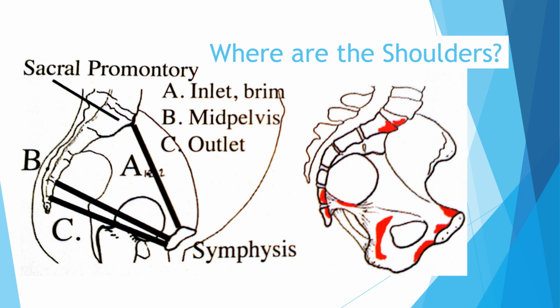Where are the shoulders? So sacral promontory, prominent, and it's helpful for you to know because each maneuver is going to be different. Where's the shoulder stuck? Is it stuck high in the pelvis? Is it stuck on that outlet brim? Is it stuck in the mid pelvis? Where are the shoulders stuck? Because that'll help you determine which maneuver to use.